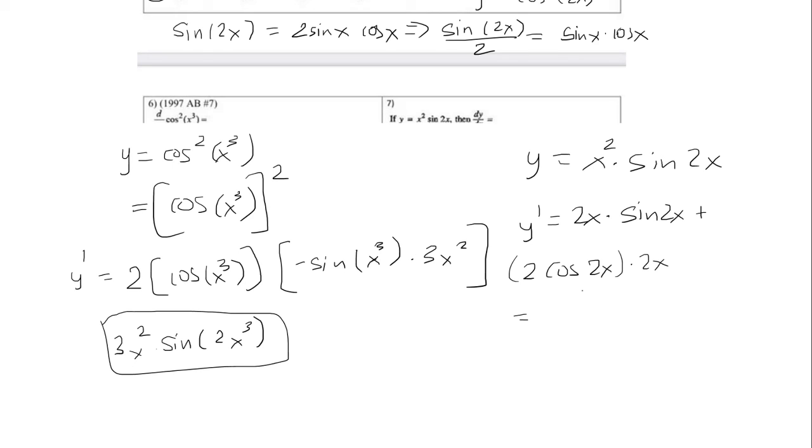So if you want, you can factor out the 2x. So you have 2x and then sine 2x plus x cosine 2x. And this is perfectly fine.